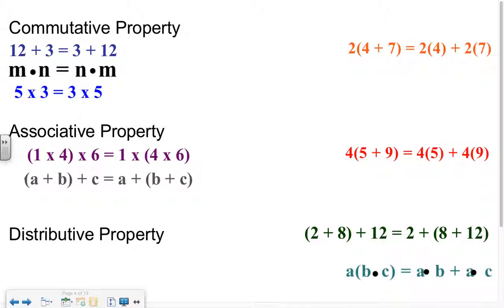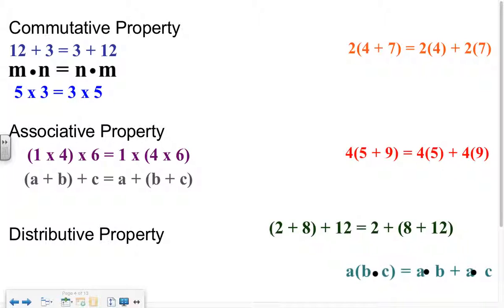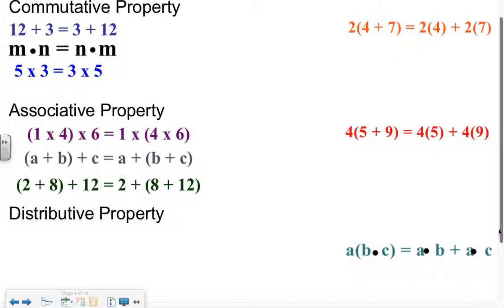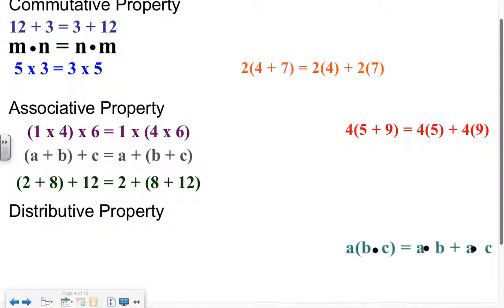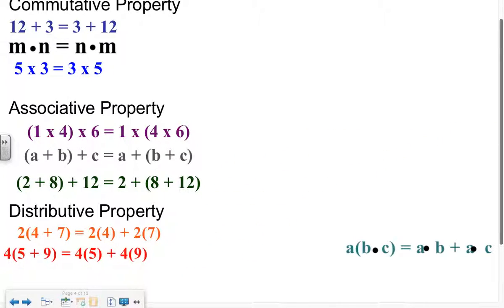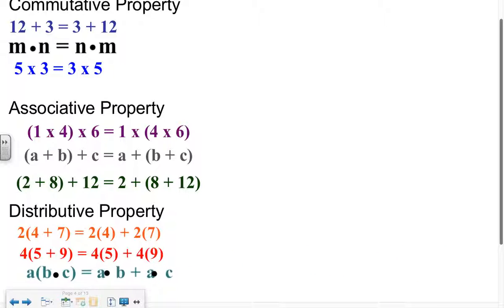The associative property, the numbers stay in the same order, but the parentheses move. Variables stay in the same order, but the parentheses move. Numbers stay in the same order, but the parentheses move. And then for the distributive property, distributing the 2 to the 4 and 7, distributing the 4 to the 5 and 9, distributing the A to the B and C. So make sure you know all 3 properties for the test.